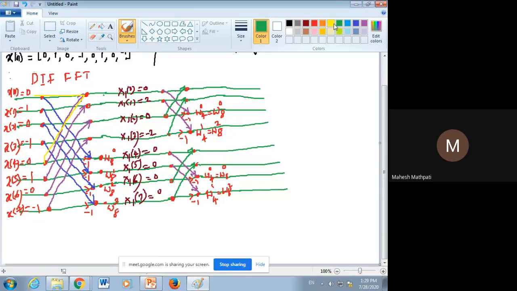So here we will write the value of x2 of 0, or directly I will write the values here like x2 of 0, x2 of 1, x2 of 2, x2 of 3, x2 of 4, x2 of 5, x2 of 6 and x2 of 7. Okay.